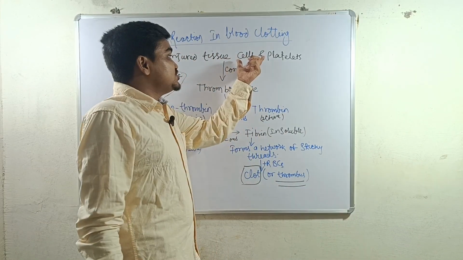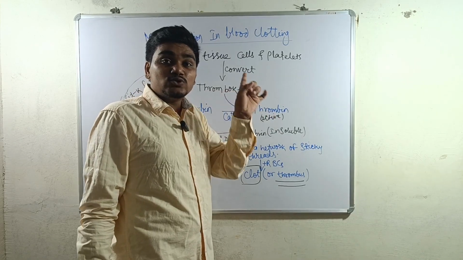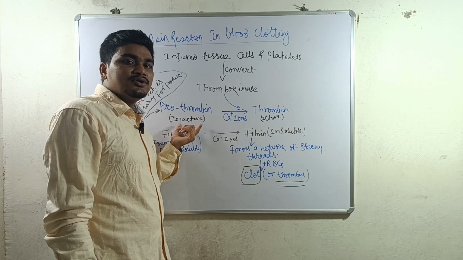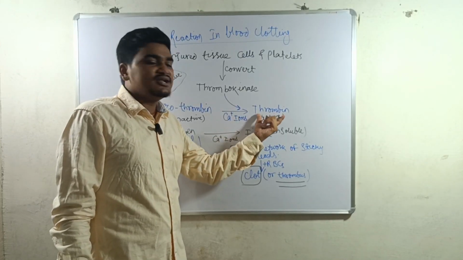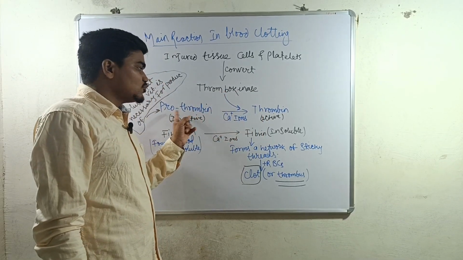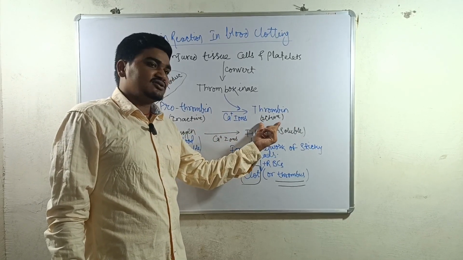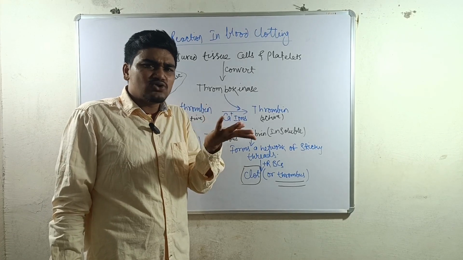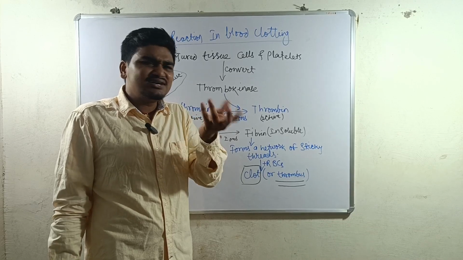Now, injured tissue and platelets convert into thrombokinase. If this gets converted into thrombokinase, then prothrombin, which is in inactive form, in the presence of calcium ions gets converted into thrombin. Thrombokinase plus calcium converts prothrombin, the inactive form, into thrombin, which is active. This inactive part is in our body but not always activated. Why? Because our body does not always want clotting. Only when some body part gets injured, that time only clotting is wanted.